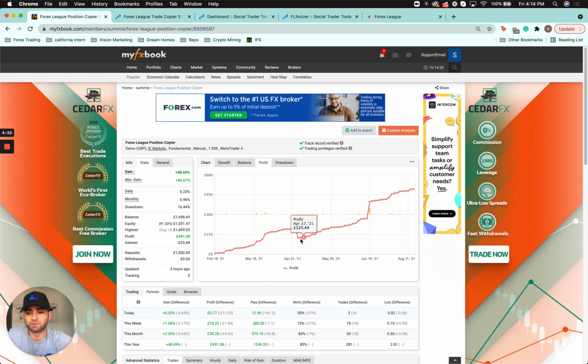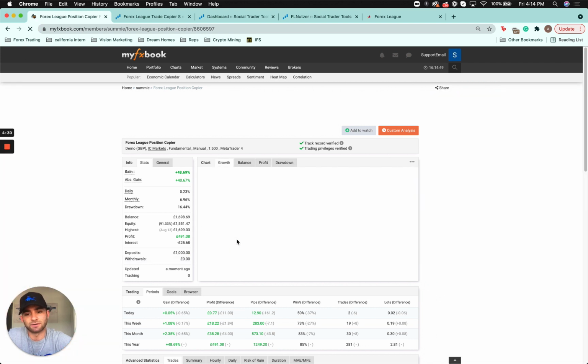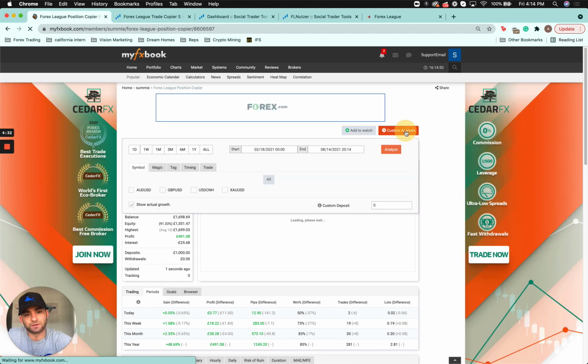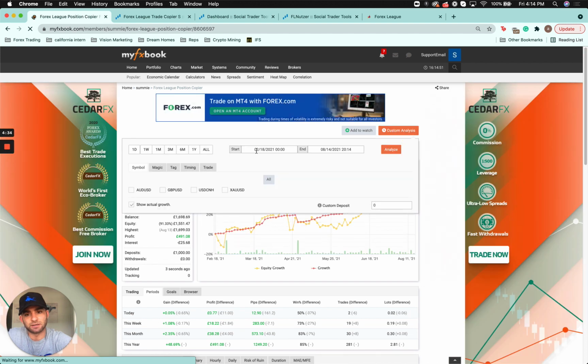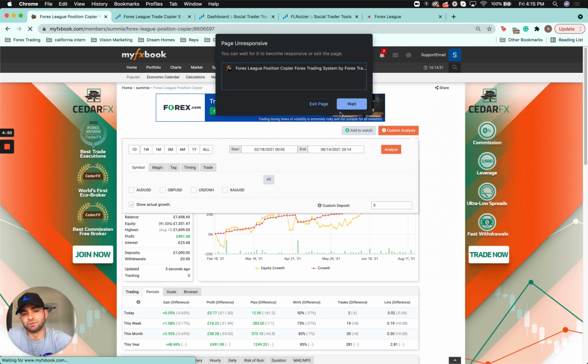I don't know why FXBook shows it like this, where they don't actually show the maximum amount. I think because it's filtered a certain way. Let's just go ahead and refresh this, and let's just go back just so you guys can see we're not manipulating these results or anything like that. This is currently a live FXBook. We have this connected to FXBook Live, so it does update pretty much to the second.